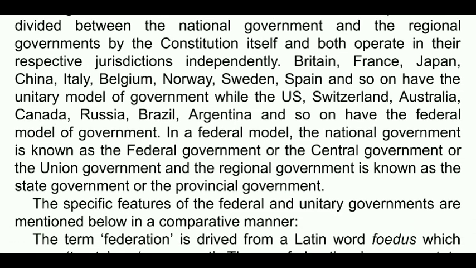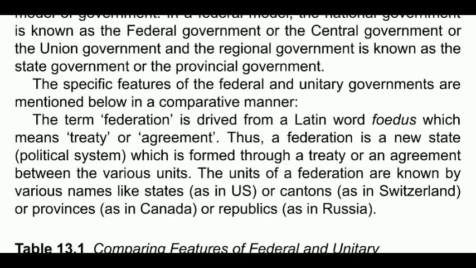Britain, France, Japan, China, Italy, Belgium, Norway, Sweden, Spain, and so on have the unitary model of government, while the US, Switzerland, Australia, Canada, Russia, Brazil, Argentina, and so on have the federal model of government. In a federal model, the national government is known as the federal government or the central government or the union government, and the regional government is known as the state government or the provincial government. The specific features of the federal and unitary governments are mentioned below in a comparative manner.